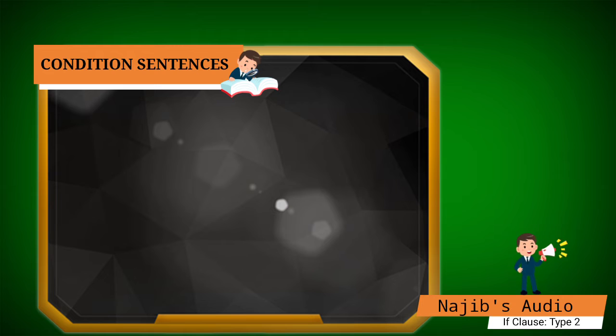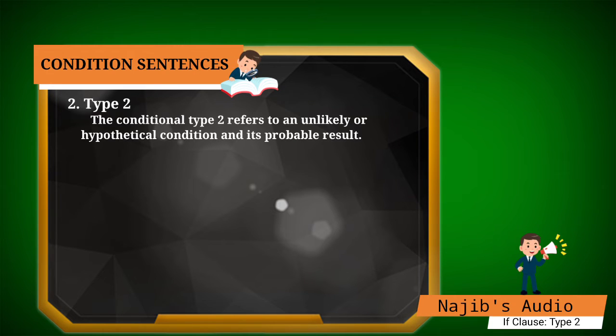Bismillahirrahmanirrahim. Conditional sentence type 2. What is conditional sentence type 2? The definition: conditional type 2 refers to an unlikely or hypothetical condition and its probable result. These sentences are not based on the actual situation. In conditional type 2 sentences, the time is no specific time, and the situation is hypothetical. If the weather wasn't so bad, we would go to the park. But in reality, the weather is bad, so we cannot go.